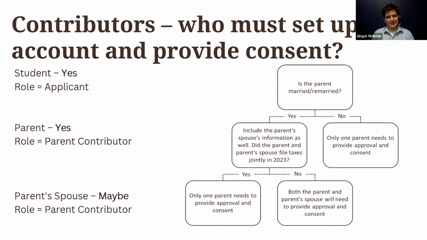If they filed separately, then both the parent and the parent's spouse will need to provide approval and consent. So the student always needs to be a contributor. If they're a dependent student, that parent will need to be a contributor. And then once again, if they're married and filed taxes jointly, only one parent needs to have an account, log in, and provide that approval and consent and sign the form. If they didn't, then that'll be a step for the parent's spouse to complete as well.